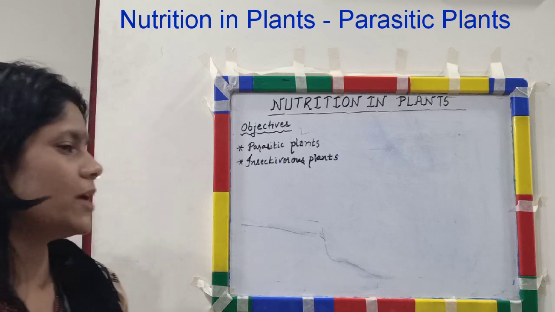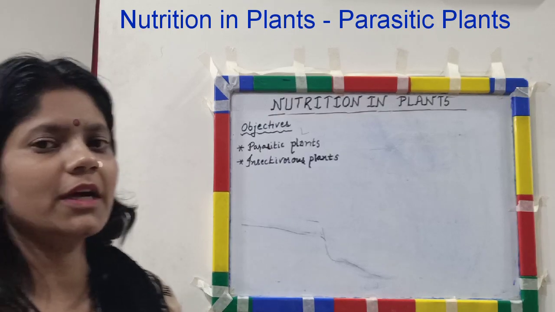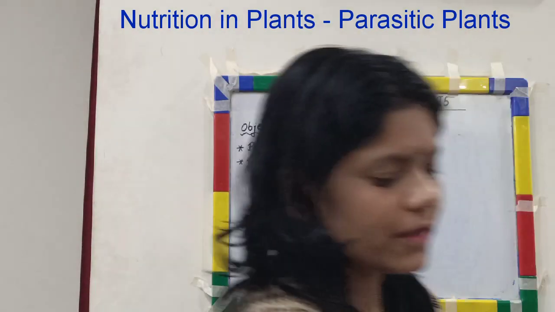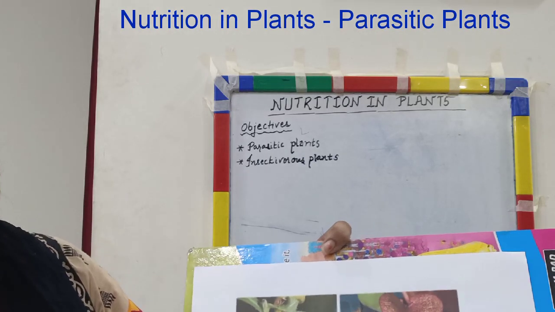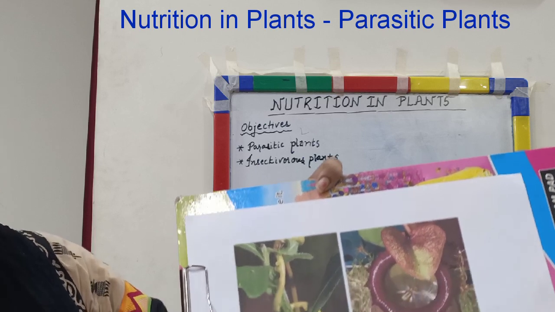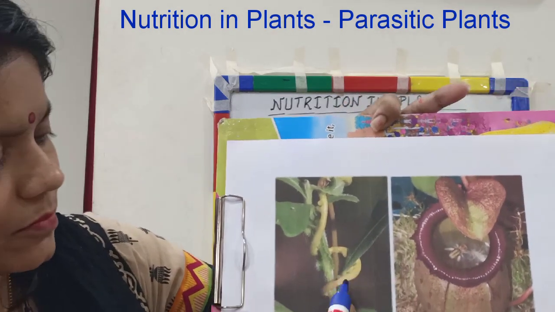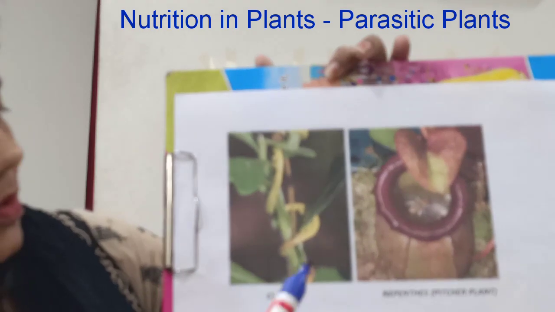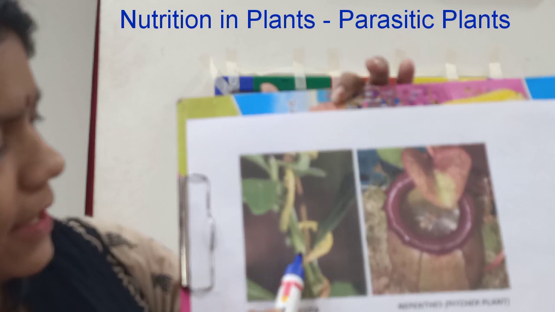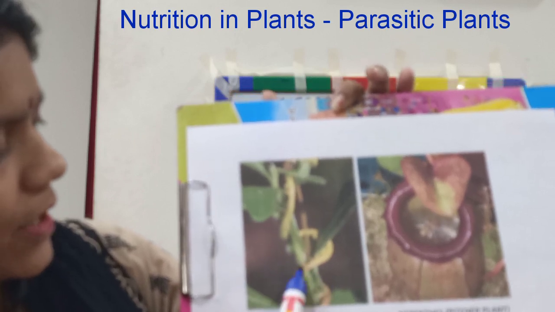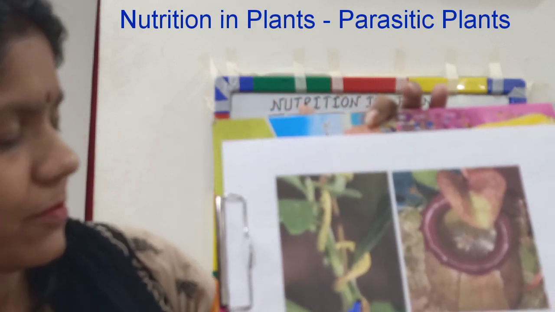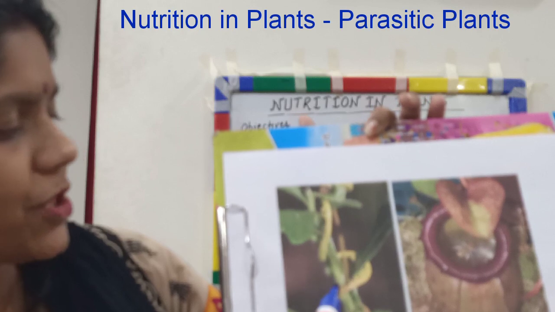So what are parasitic plants? Parasitic plants are those plants which lack chlorophyll. You might see in this diagram, this is a Cuscuta plant. You might see there is one plant and there is another plant that is twining around its stems. One plant is green in color and the other one is yellow in color. The yellow color is due to the lack of chlorophyll. So how will it take its nutrition?